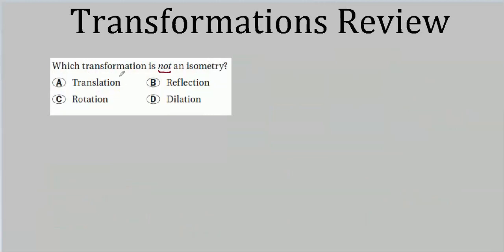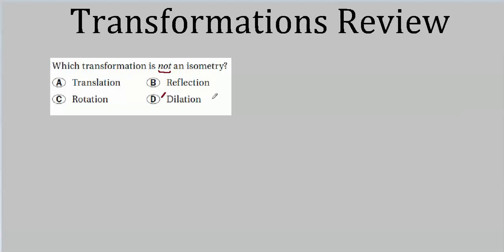And by now I think we know that translations don't change the size of the object. Rotation won't change the size of the object either. Reflection, same thing. These are all isometries, or congruent transformations. This one, no. That's not an isometry, unless the scale factor happens to equal 1. But that's kind of a pathological dilation, you could say.